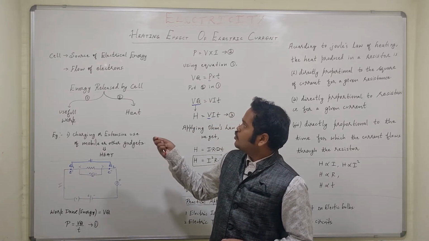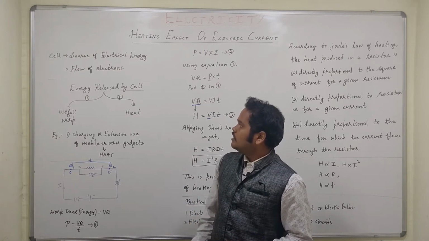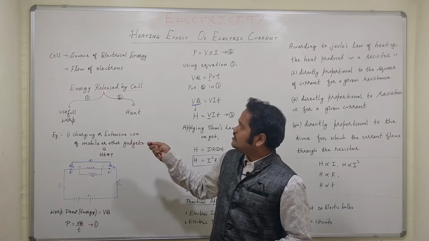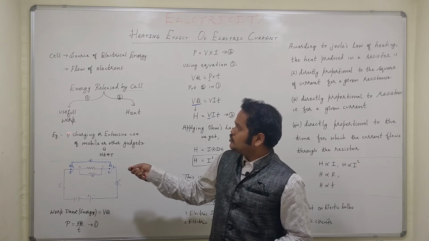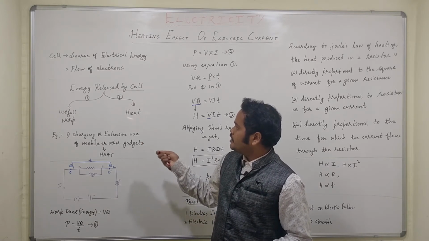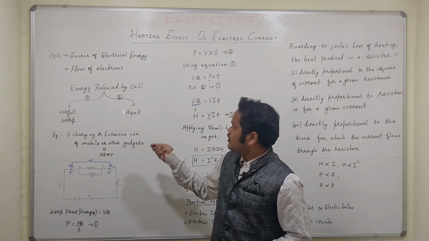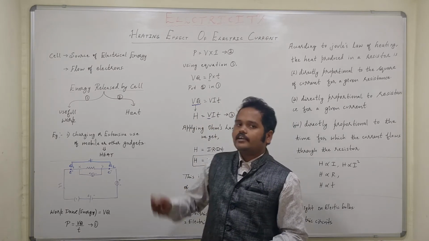Cell, source of electrical energy, flow of electrons. The energy released by the cell is utilized in two ways. One, to do the useful work. The second, it gets converted or dissipated in the form of heat. So this part where the energy released by the cell becomes heat is called the heating effect of electric current.